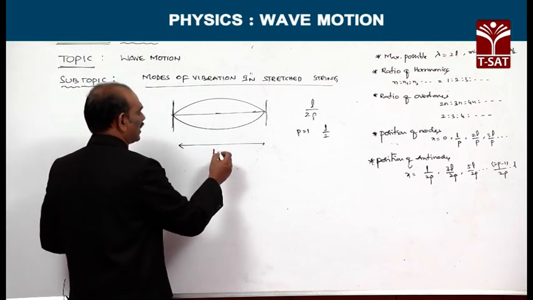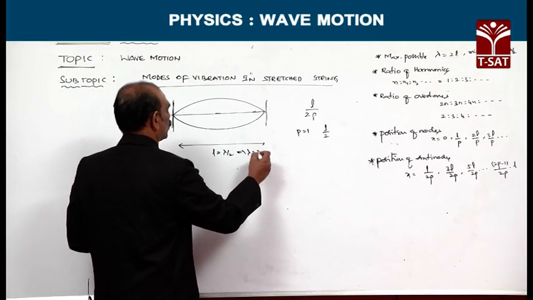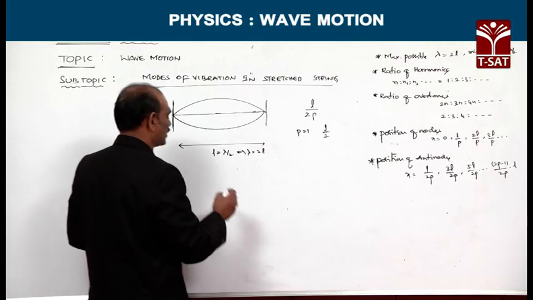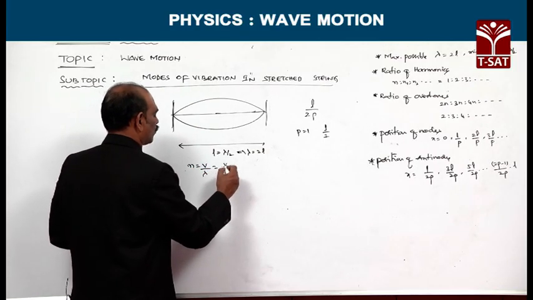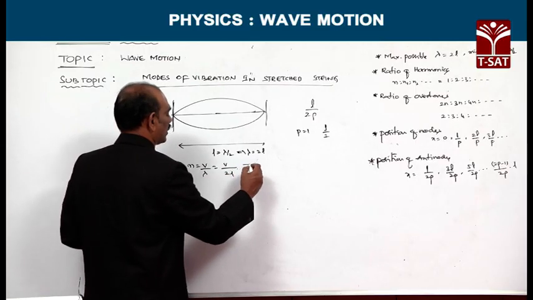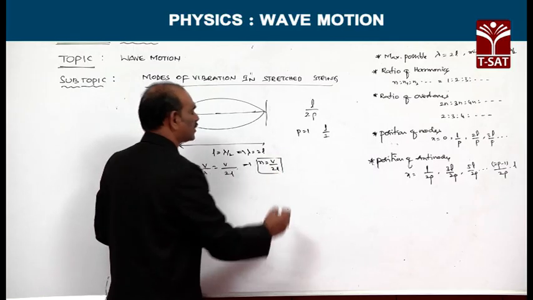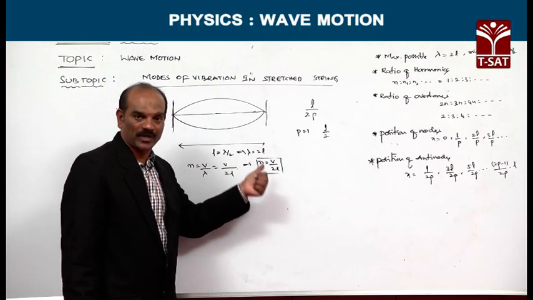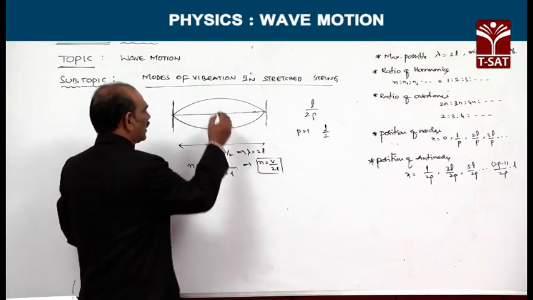So here L = lambda by 2. From this, lambda = 2L. Our aim is to find the frequency. So n = v by lambda, with lambda = 2L. Therefore n = v by 2L. This is the formula for the fundamental frequency of such a string when it is vibrating with one loop.